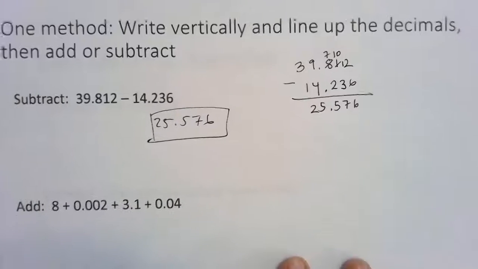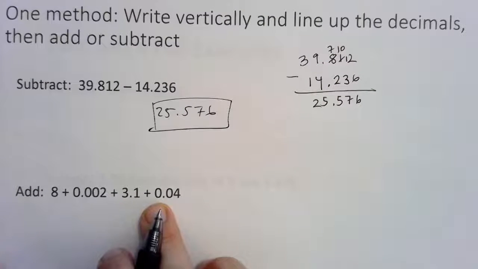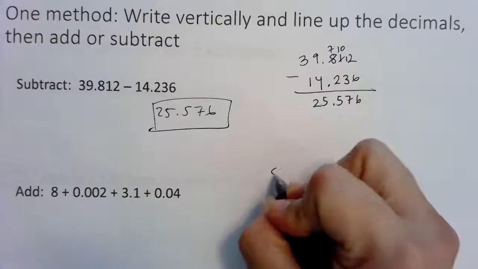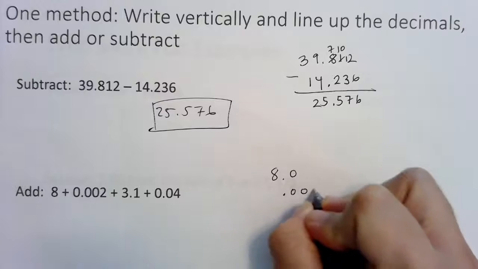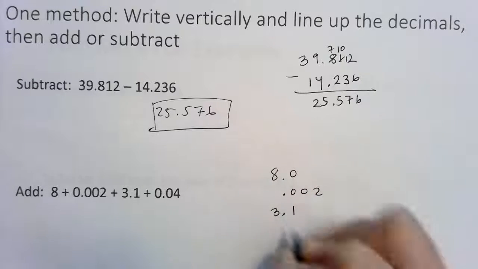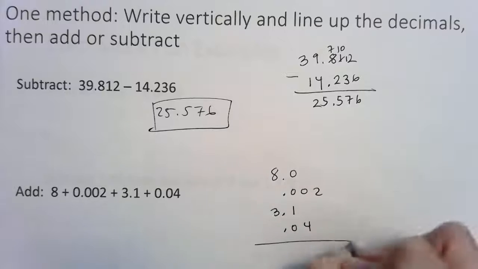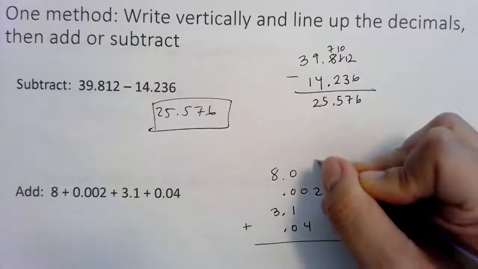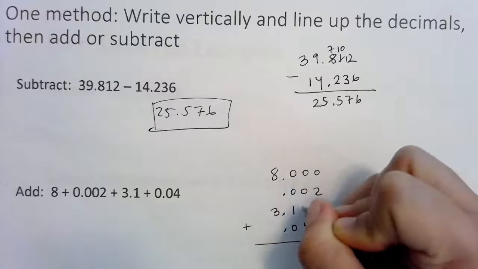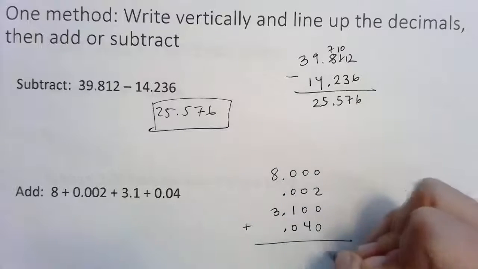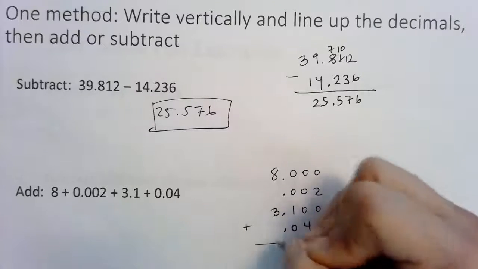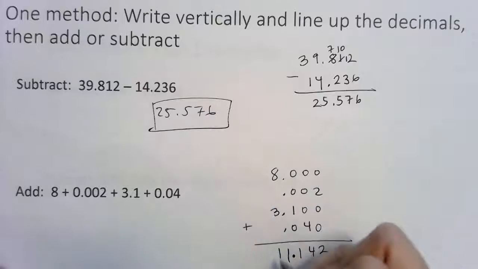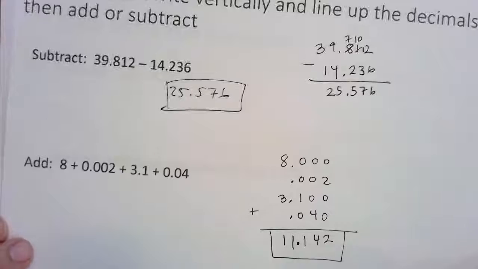And then if we wanted to add, we could do that as well, right? So this is 8, so 8.0, because there's nothing, then 0.002, then 3.1, and then 0.04. Since there's nothing else, we can just fill in zeros to the right as placeholders, and then we add those. So this would be a 2, this would be a 4, this would be 1, here's the decimal place, and then 8 plus 3 is 11. Okay. And you can always check on your calculator.